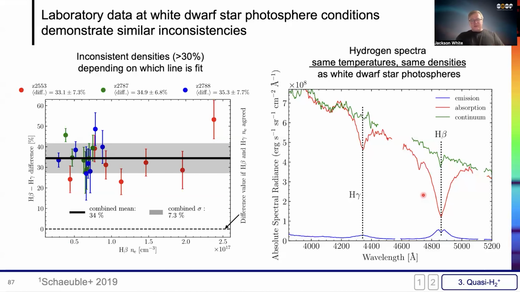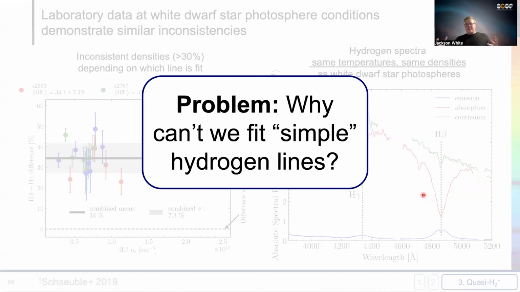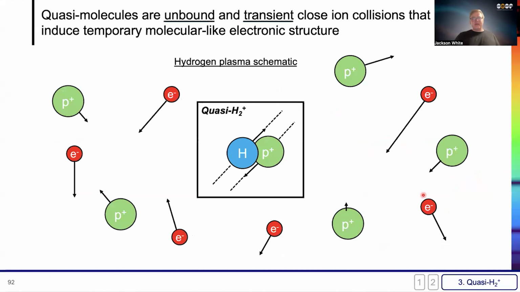So what this project was really focused on was trying to answer this question of, well, why can't we fit even simple hydrogen lines in these hydrogen stellar atmosphere conditions? So what we focused on is the modeling of something called a quasi-molecule. A quasi-molecule is not a bound molecule. This is an unbound, transient close collision that temporarily induces molecular-like structure.